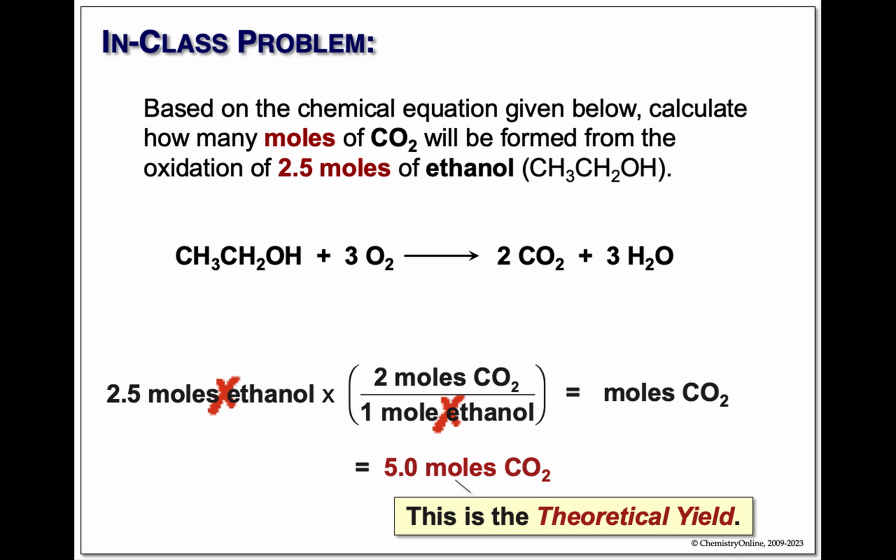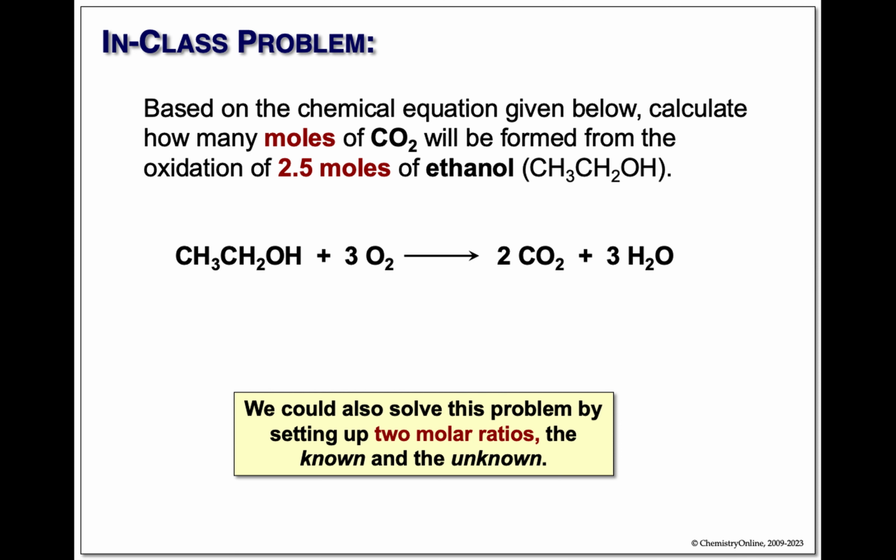There's another way to do this that I think is actually a little simpler, a little faster. It's using two ratios. Now, one ratio is the one that we just used, 2 CO2 to every ethanol. The other is an unknown ratio, and that's going to be what we're trying to find over the given. So let's see how this works.